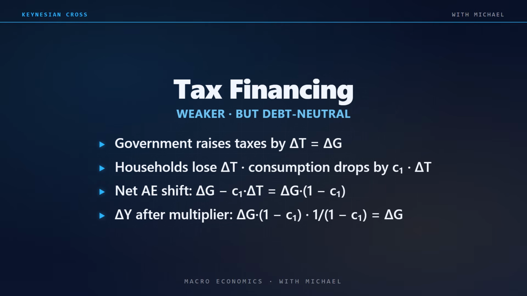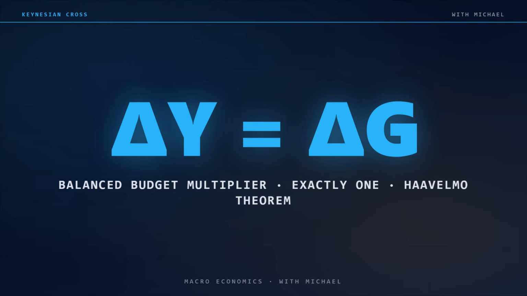So the contrast is clear. Bond-financed expansion has a multiplier of 1 over 1 minus C1, for example, 5. Tax-financed expansion at the same scale has a multiplier of 1. The bond-financed option is more powerful per dollar of spending, but it accumulates public debt. The tax-financed option is weaker but fiscally neutral. The choice between them depends on whether the priority is maximum stimulation or minimum debt accumulation. Both close the deflationary gap, just by different amounts and at different fiscal costs.